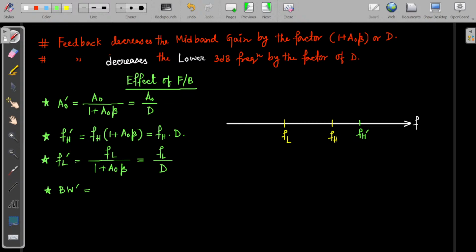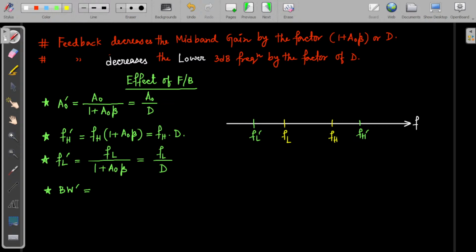Similarly, FL will be greater than the FL dash because FL will be decreased. So if the FL value is decreased, it will move in the negative left hand side direction. So it will be FL dash.